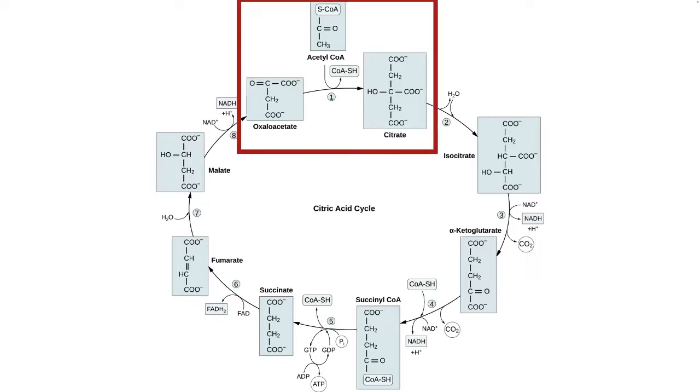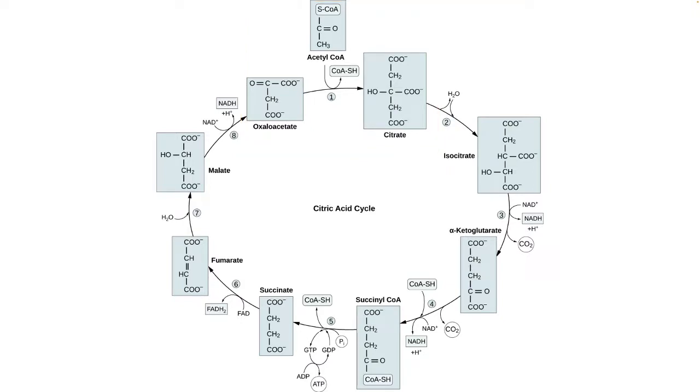We start with the acetyl group being transferred from CoA and added to that 4-carbon compound, oxaloacetate, to produce a 6-carbon compound, which is citrate. A series of oxidation reactions then harvest the high-energy electrons. In the process, 2 carbon dioxide molecules are released per acetyl group. All right, so these represent the last carbons that were remaining from our original glucose molecule.